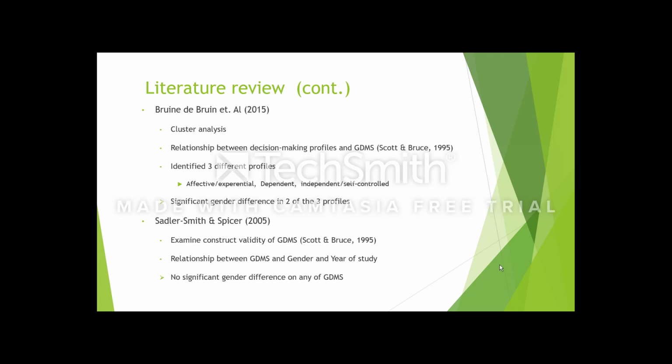Females are less likely to be in the effective experiential profile than males. However, women were more likely to have an interpersonally oriented dependent profile. In contrast to that, men were more likely than women to be in the effective experiential profile. Sadler-Smith and Spicer employed 2 independent samples of 200 undergraduate business students each at 2 UK business schools, and their analysis of variance did not show any effects of gender on the decision-making styles according to Scott and Bruce.